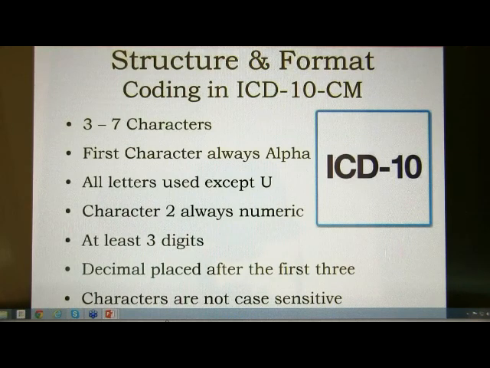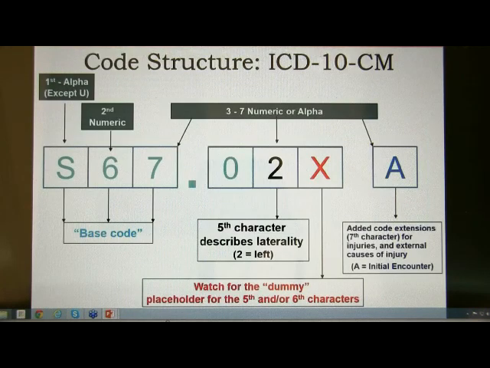So, structure and format of an ICD-10 code. This is a sample ICD-10 code. They are up to 7 digits. The first 3 characters are what we call the base code or the category code. That first character will always be a letter. The second character will always be a number. And then characters 3 through 7 will be a mix of numbers and letters.